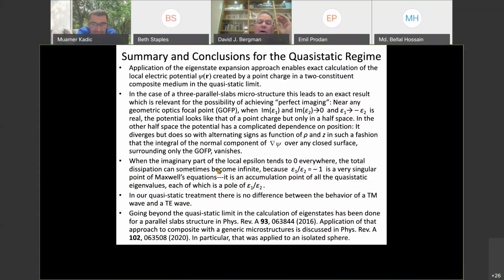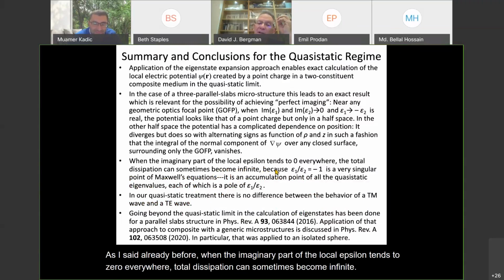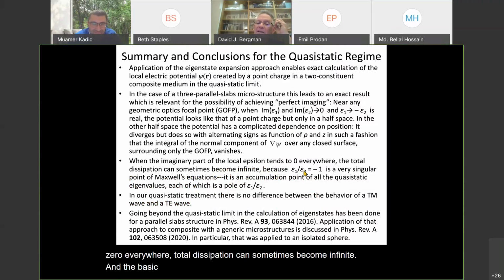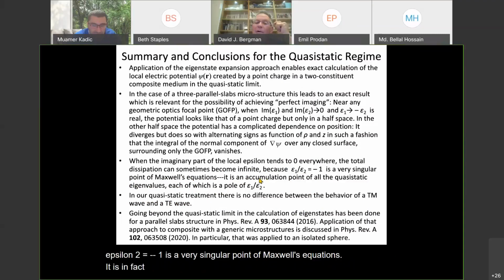As I said already before, when the imaginary part of the local epsilon tends to 0 everywhere, total dissipation can sometimes become infinite. And the basic mathematical reason behind that is that the point epsilon 1 over epsilon 2 equals -1 is a very singular point of Maxwell's equation. It is in fact an accumulation point of all the quasi-static eigenvalues, each of which is a pole of the macroscopic dielectric constant.